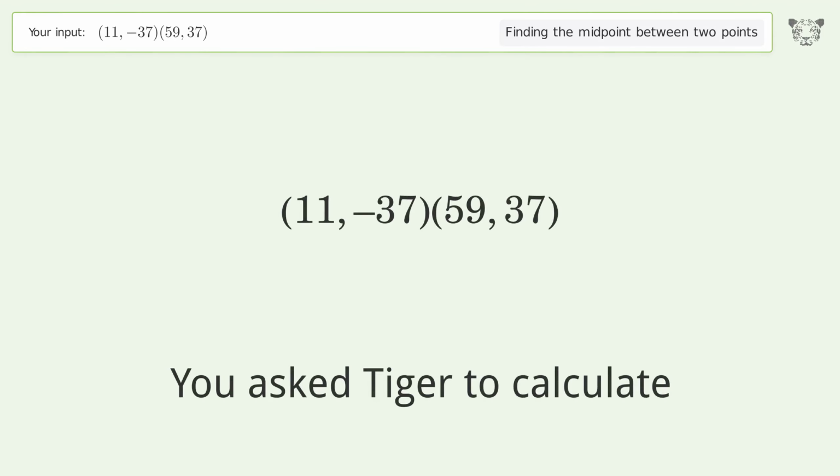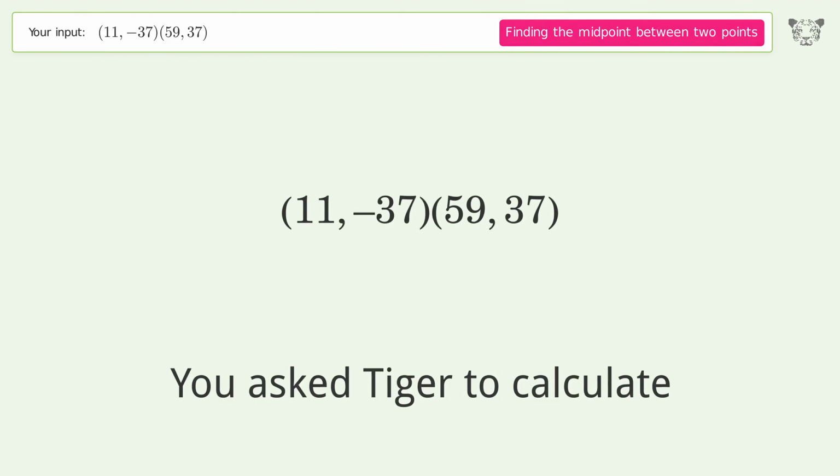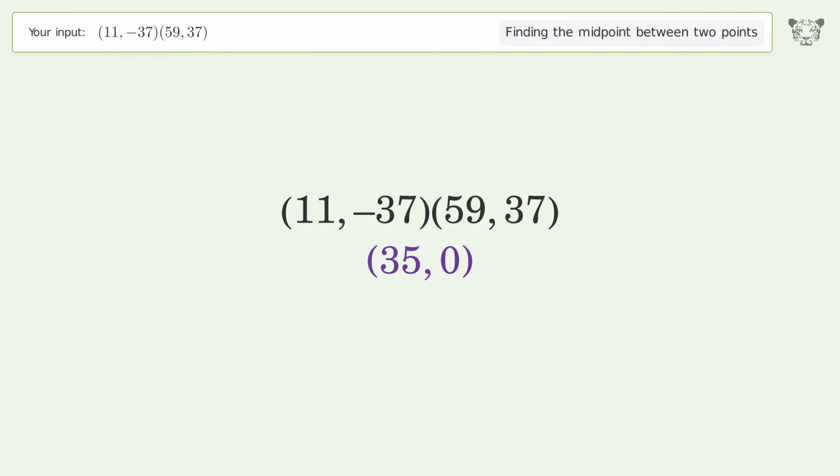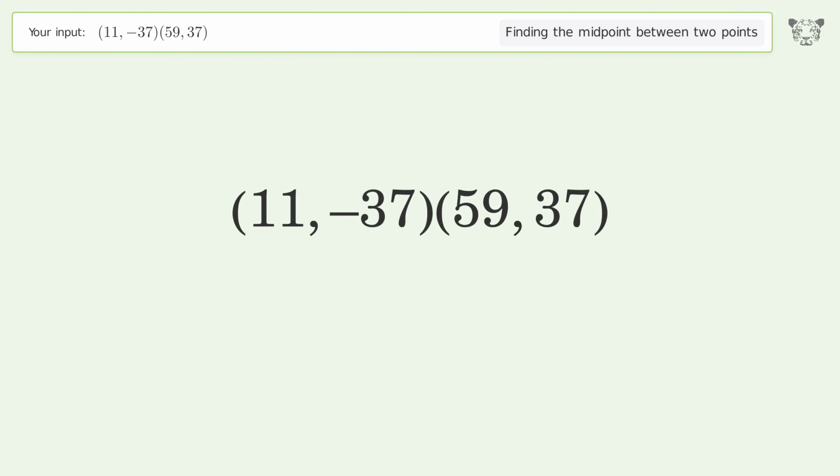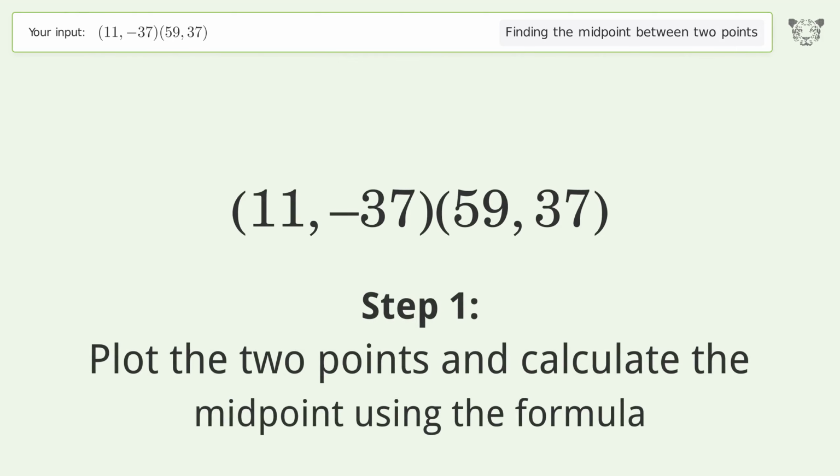You ask Tiger to calculate. This deals with finding the midpoint between 2 points. The midpoint between the 2 points is 35, 0. Let's solve it step by step. Plot the 2 points and calculate the midpoint using the formula.